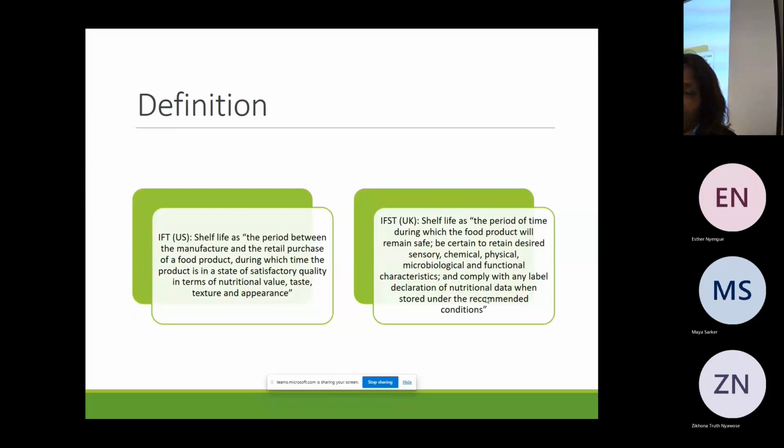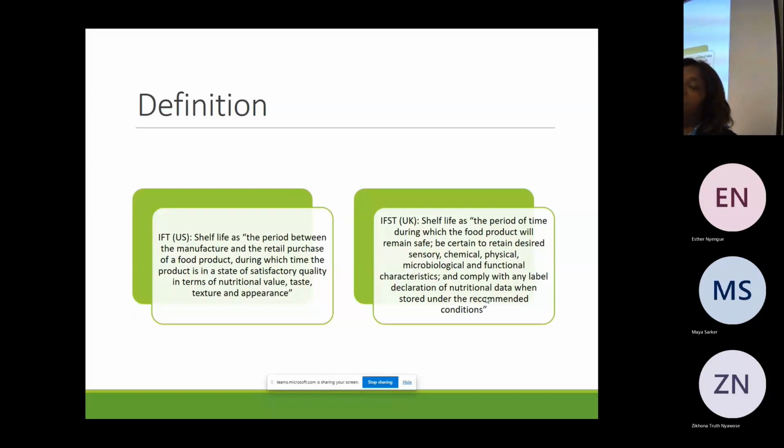And the IFST in the UK says shelf life is defined as the period of time during which the food product will remain safe, to be certain to retain desired sensory, chemical, physical, microbial, and functional characteristics, and also comply with any label declarations of nutritional data when stored under the recommended conditions. So the IFST encompassed safety into the definition, and it has also looked at some of the things that can actually affect the shelf life, which is chemical, physical, and also microbial. And they also looked at the conditions under which it is stored, the recommended conditions.